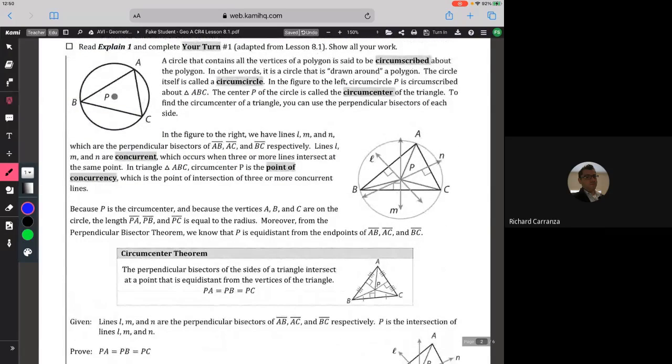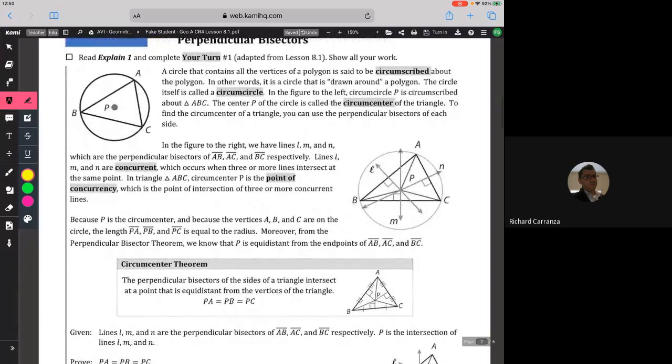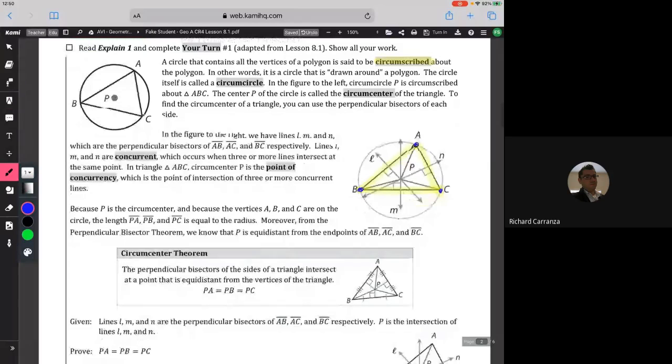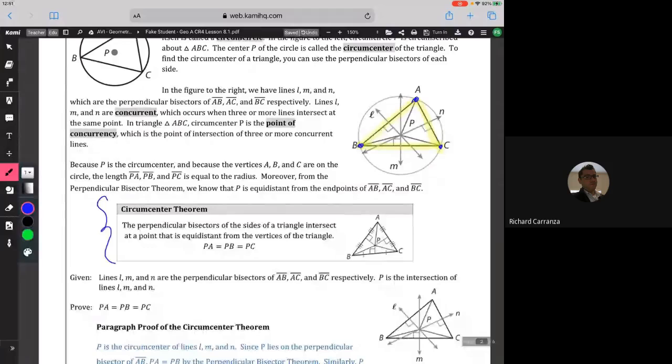And then on the next one, they're asking you what it means to be circumscribed. That's just a triangle that has all the vertices touching the edge of a circle. If you look right here, notice that A, B, and C are touching the perimeter of the circle. And then you have a theorem for circumcenter. As you can see, if you find the circumcenter, you're going to notice that it cuts all the sides into bisectors.